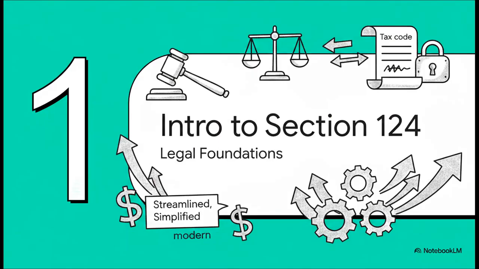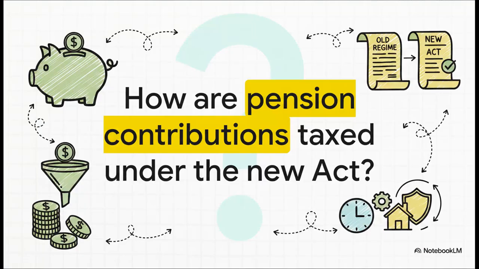Starting off with Section 1, Introduction to Section 124. Let's establish exactly what this new provision aims to do under the modernized tax code. So you might be wondering, how exactly do we optimize retirement savings during this transition? The core objective of Section 124 is actually the same as the old law. It's there to encourage individuals to save for retirement through notified schemes like the NPS. But the mechanics, the references, and the terminology, they've gotten a massive overhaul.